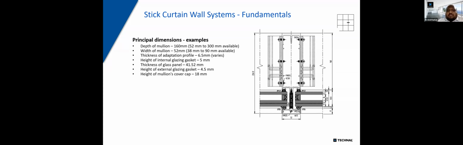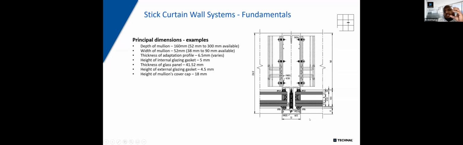The thickness of the adaptation profile varies. It's between 6.5 mm and sometimes it is more. The internal glazing gasket is about 5 mm. The thickness of the glass, what we've shown here, is a 41.52 mm glass. This is because there's a bit of lamination on the external glass, probably because of acoustic or structural requirements. And then we have the height of the external glazing gasket, which is about 4.5 mm, and the height of the mullion cap, which is about 18 mm.